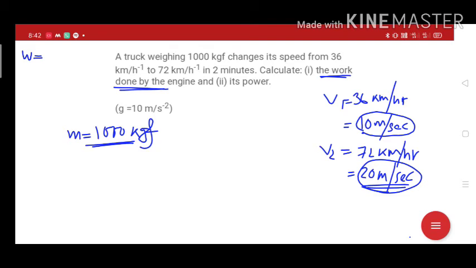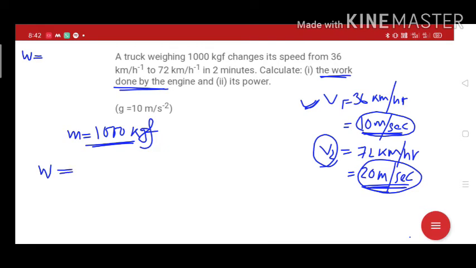So you can do it by finding the kinetic energy when the velocity was 10 meter per second, and then finding the kinetic energy when the velocity got doubled and it is 20 meter per second, and you can subtract the initial kinetic energy and the final kinetic energy, or you can do it directly. I will prefer to do it directly.